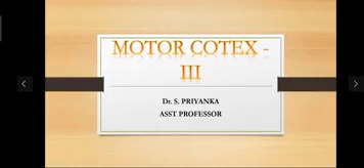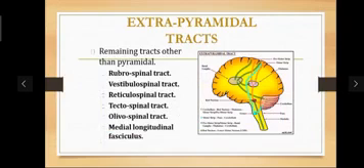Good afternoon, everyone. So this is the last part of motor cortex. In this class, we are going to see the extrapyramidal tracts. In the morning, we have seen the pyramidal tract or corticospinal, and the remaining tracts other than the pyramidal are the extrapyramidal. In this, we will be seeing rubrospinal, vestibulospinal, reticulospinal, tectospinal, olivospinal, and medial longitudinal fasciculus. So there are a total of 6 tracts other than the pyramidal tracts.